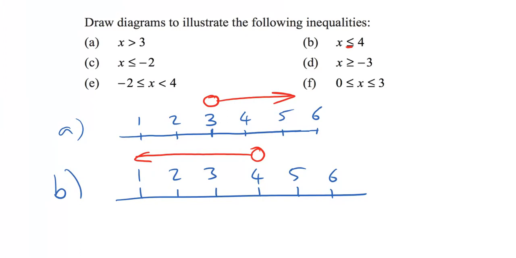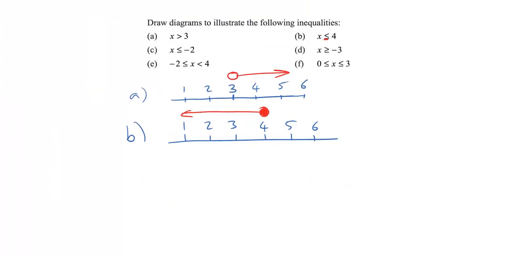Now, if we see that, the way to illustrate that is to shade in the circle. So there we can see b is less than or equal to 4. Now, let's move on to C, and we'll do some negative numbers now.